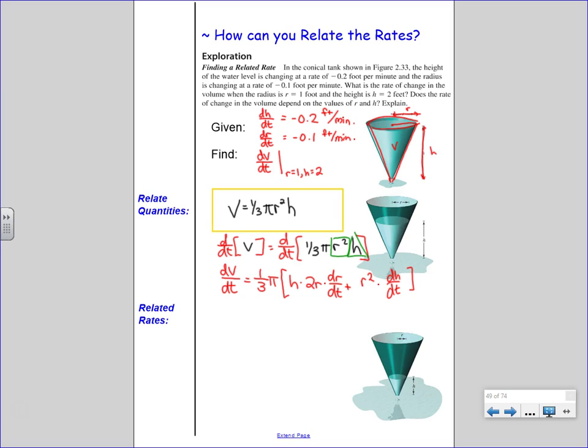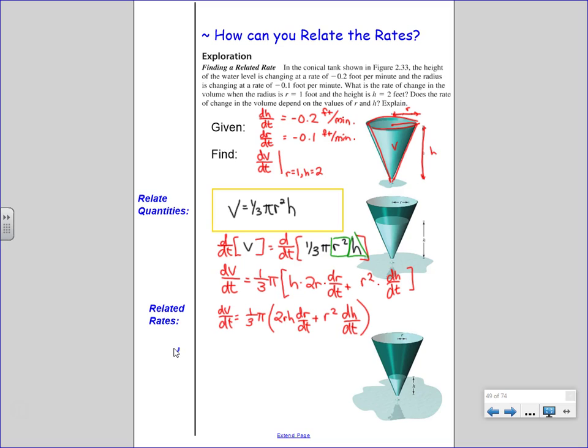Now we could clean it up a little bit, I suppose. We could say dV/dt is equal to 1/3 pi, I'm leaving it out there, 2r h dr/dt plus r squared dh/dt. I'm not really sure if this is making anything better, but that's okay. I'm pretty sure dV/dt is changing, based on what the radius is at a certain time, what the height is at a certain time, and then based on how the radius and height are changing. It's a pretty complicated relationship, but that's how dV/dt relates.